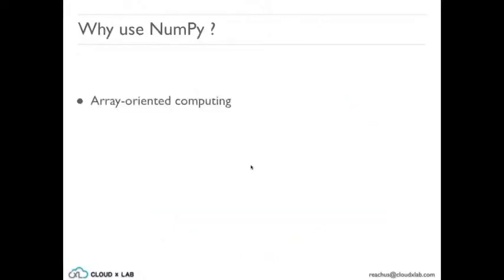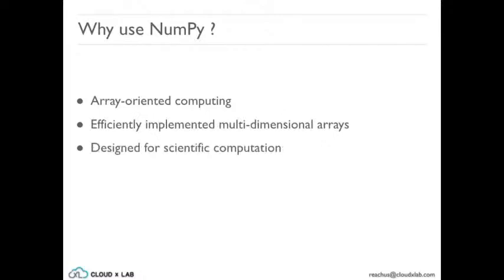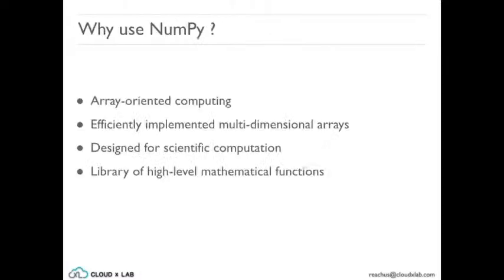So why use Numpy? It is array-oriented computing. It very efficiently implements multi-dimensional arrays, which I mentioned. It's designed specifically for scientific computation, and it's a library of high-level mathematical functions. So again, as I mentioned, it's basically an array or a list with a lot of very specialized functions written for it, which makes it very efficient and also very powerful because it gives you lots of choices, and we will see some of it today.